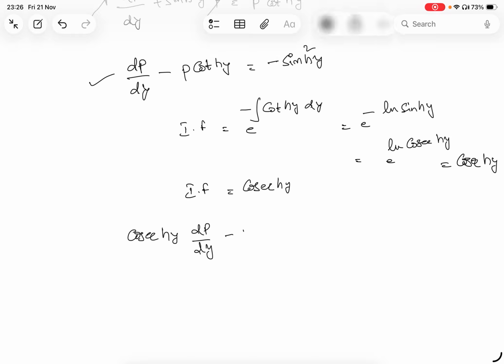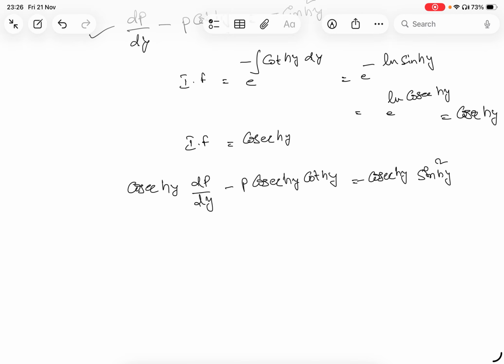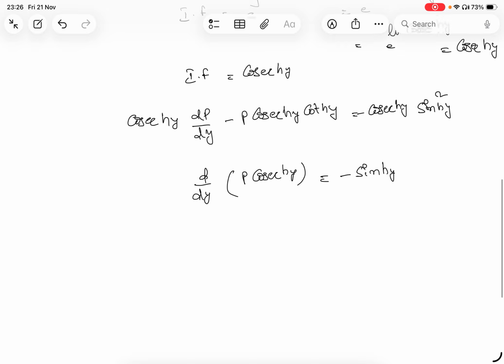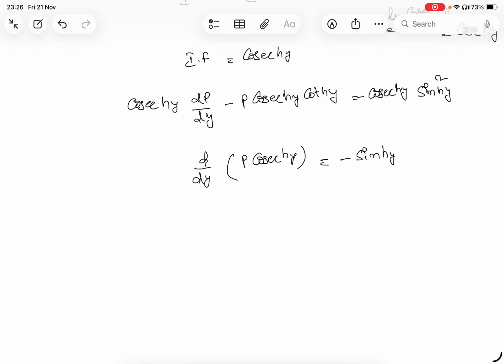Now let's multiply this to the differential equation: cosech y into dp/dy minus p cosech y coth y equal to, sorry, there is minus sinh²y. Now the left hand side can be written as d/dy of p into cosech y. Cosech y can be written as 1/sinh y, then one of the sinh y's will go off, and you are left with minus sinh y. Now let's integrate it.